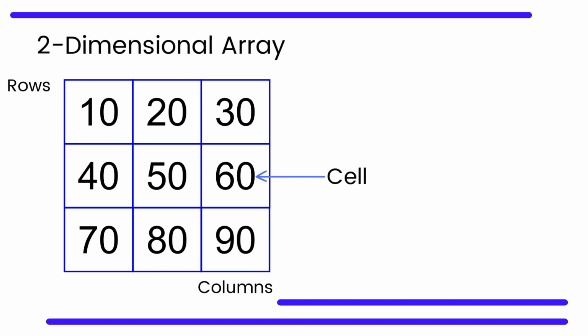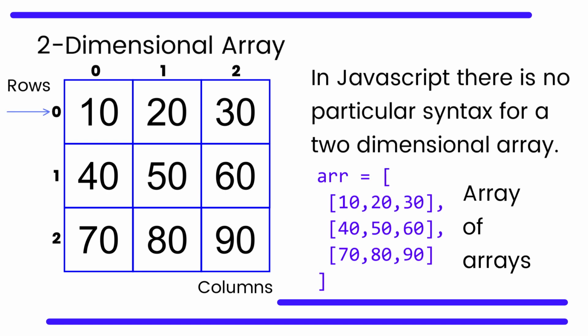In a one-dimensional array, the index numbers which are assigned to rows can also be used to access columns in a 2D array, which also starts from 0. In JavaScript, there is no particular syntax for a two-dimensional array. It is assigned with a simple array of arrays.